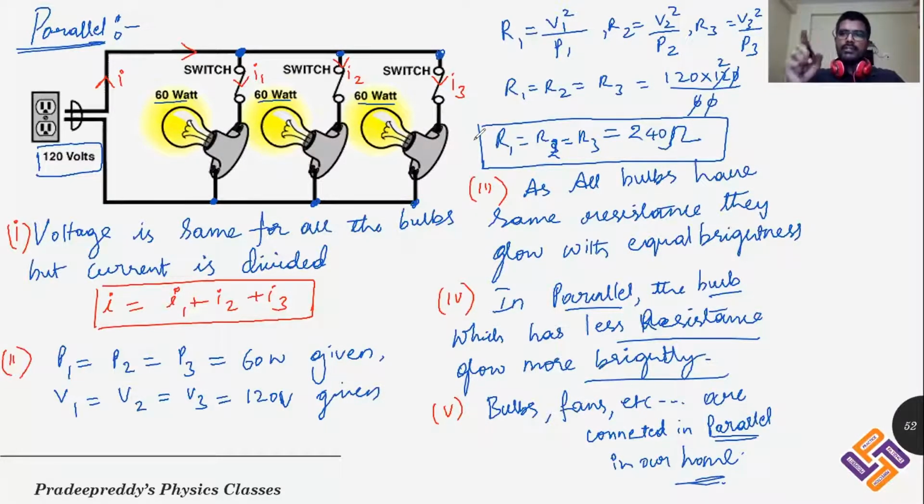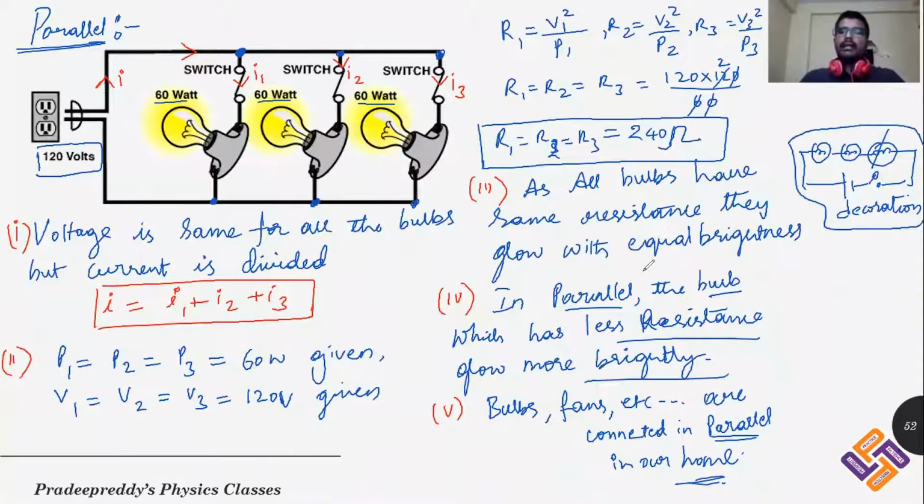If you are switching off one bulb, as all of them are connected in series, then all of them go off. As all of them are connected in series, if one bulb is broken, all the bulbs will be off. Therefore, series combination is not used for household supply. Series combination is only used for decoration purposes, and in all other cases we will be using parallel combination.